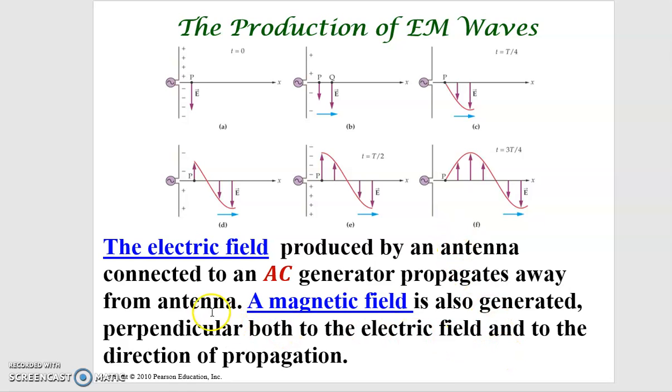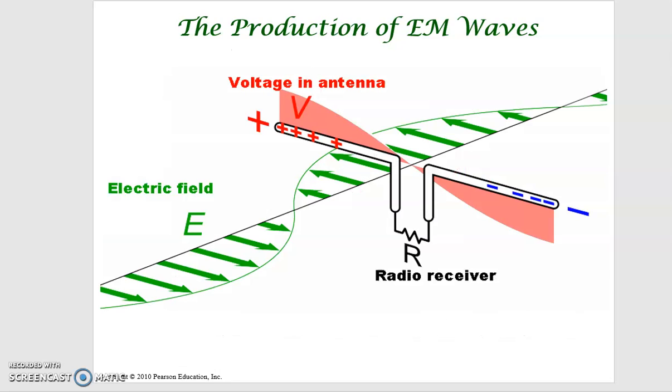A magnetic field is also generated in this case. The directions of the electric field and the B field are perpendicular to each other, and both are perpendicular to the direction of propagation. We will study this later in more detail. But now let's study a bit more about how the EM wave is produced. So this is basically the case.